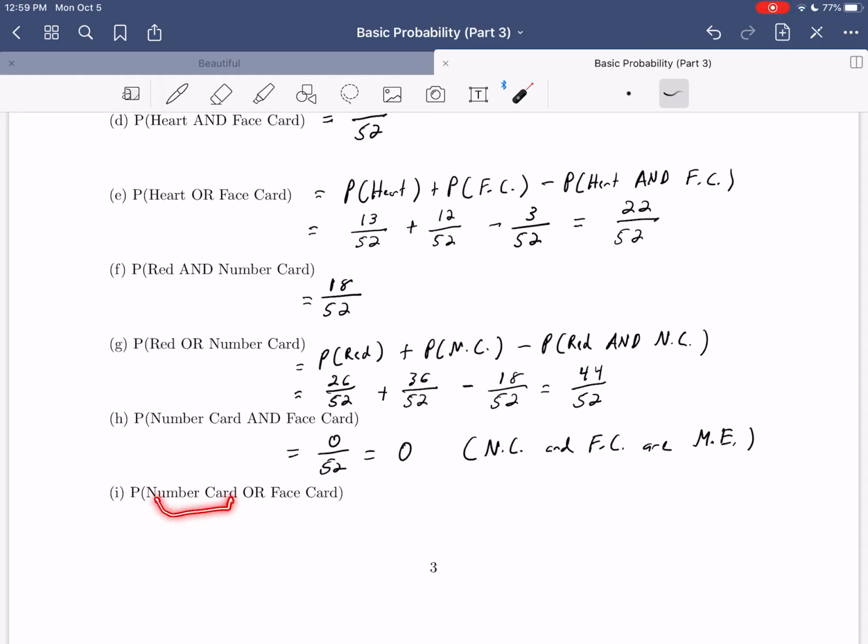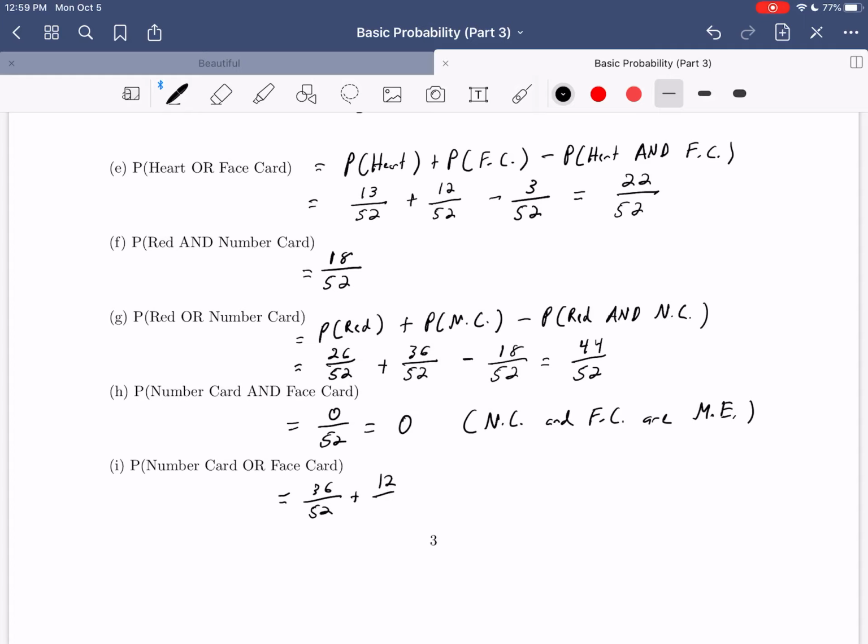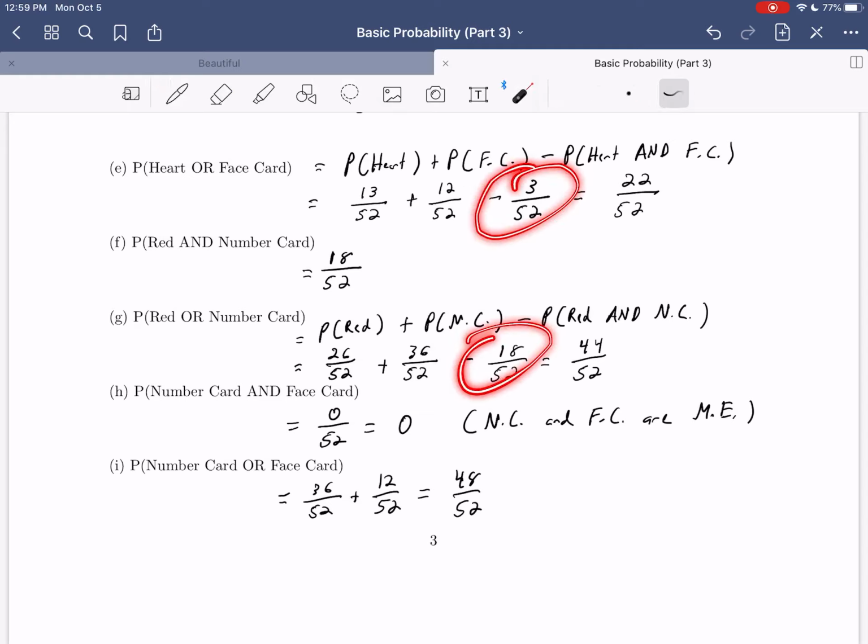What about the probability of number card or face card? Well, since they have no overlap, we know we can just go ahead and add them. So for number cards, I believe we did that back up here, 36 out of 52, plus face cards, which I believe we did back up here, which is 12 out of 52. And that would be 48 out of 52. Notice we don't have to worry about subtracting any overlap because we just found out there wasn't any overlap. They were mutually exclusive.